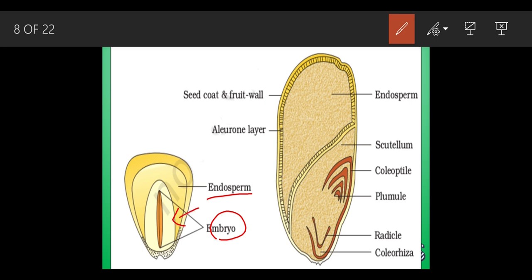This scutellum, the spelling of the scutellum is this. Okay, now if we zoom in and cut this, this is the structure of a maize. If I cut the maize in the longitudinal section, what do you mean by longitudinal section? It means in a straight, vertical position. So what structures can we see? See, in maize, the seed coat and the fruit wall are attached together, as we can see out here.